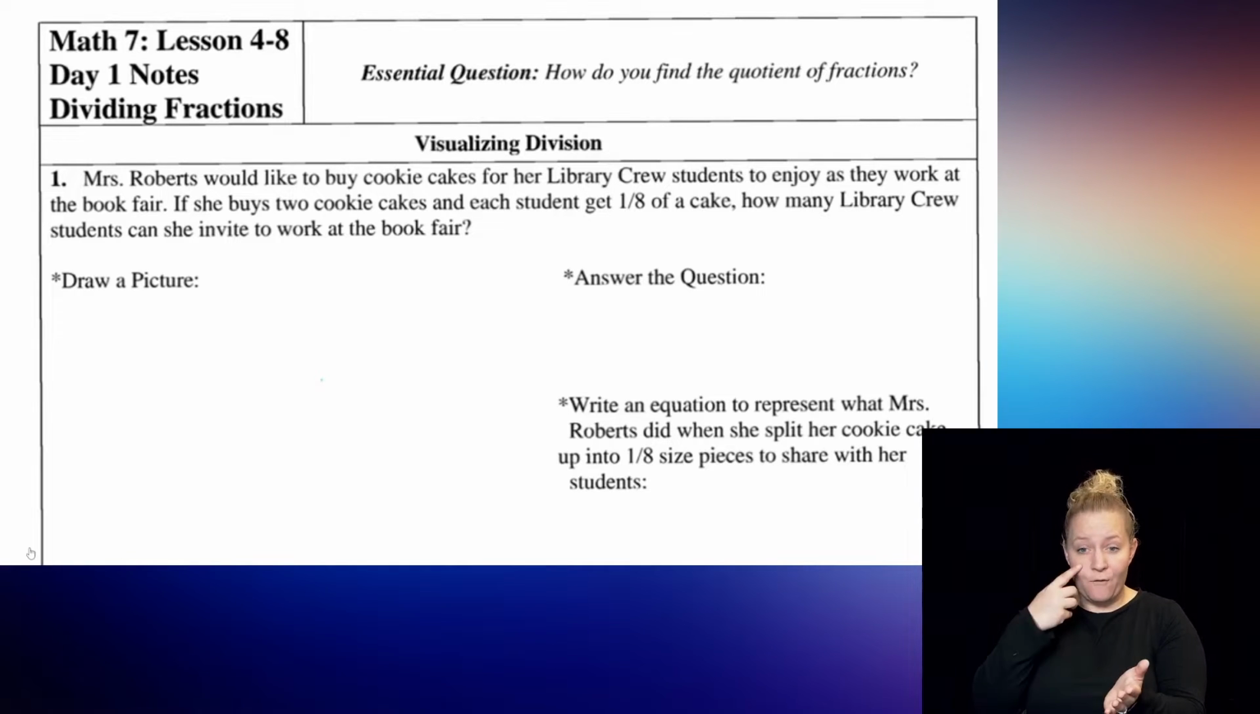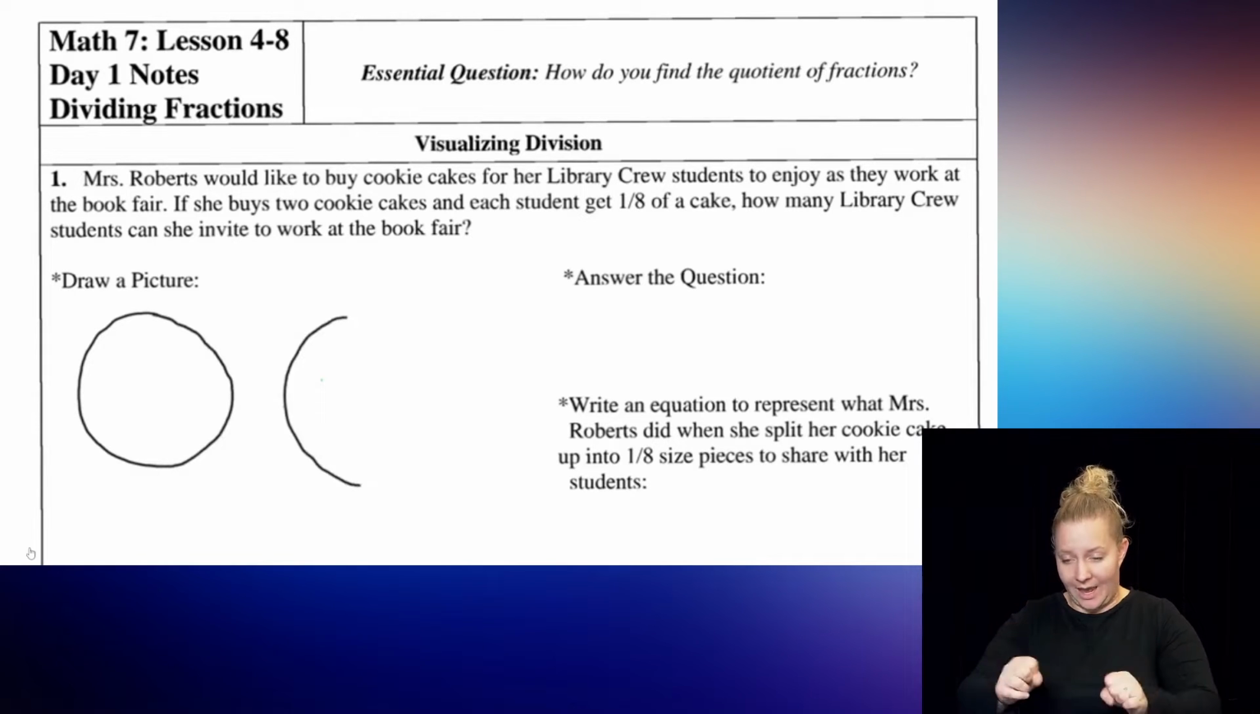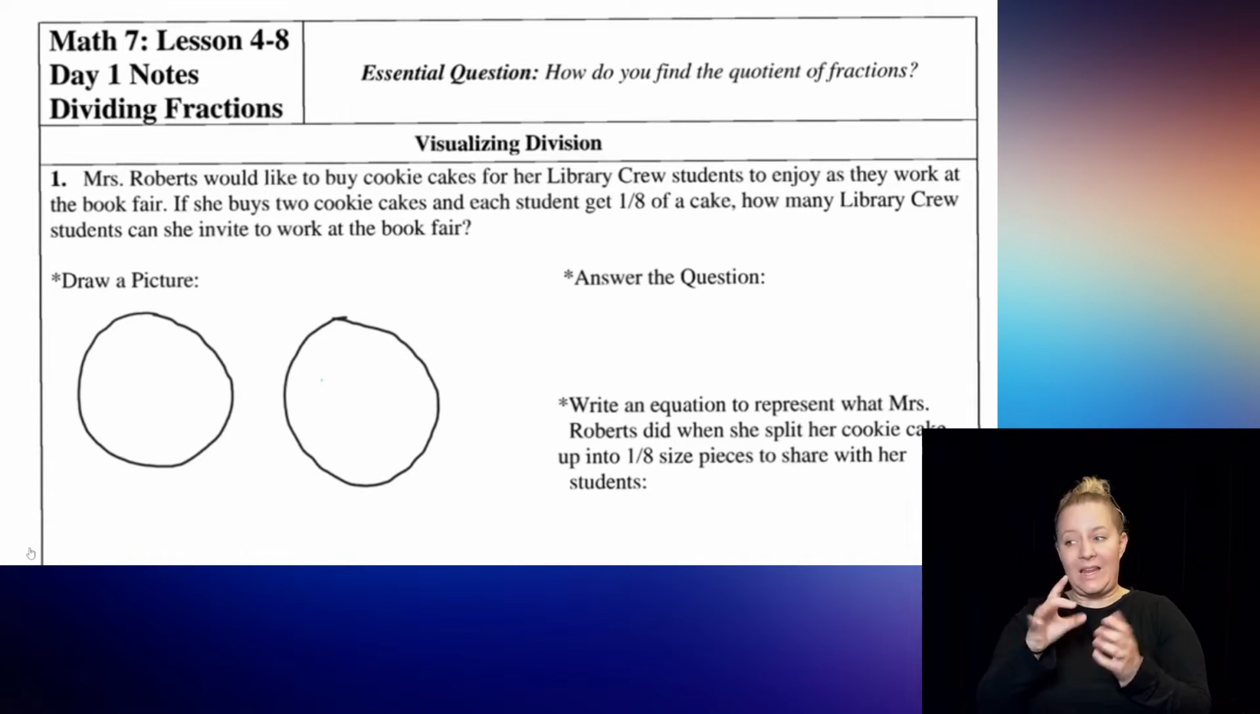So I have 2 cookie cakes. We're going to draw a visual representation of this. So let's go ahead and draw 2 circles. Here are our beautiful cookie cakes. Then once we have those, we want eighth pieces. So in order to get those eighth pieces, you're going to cut each one of these cakes into 8 pieces.